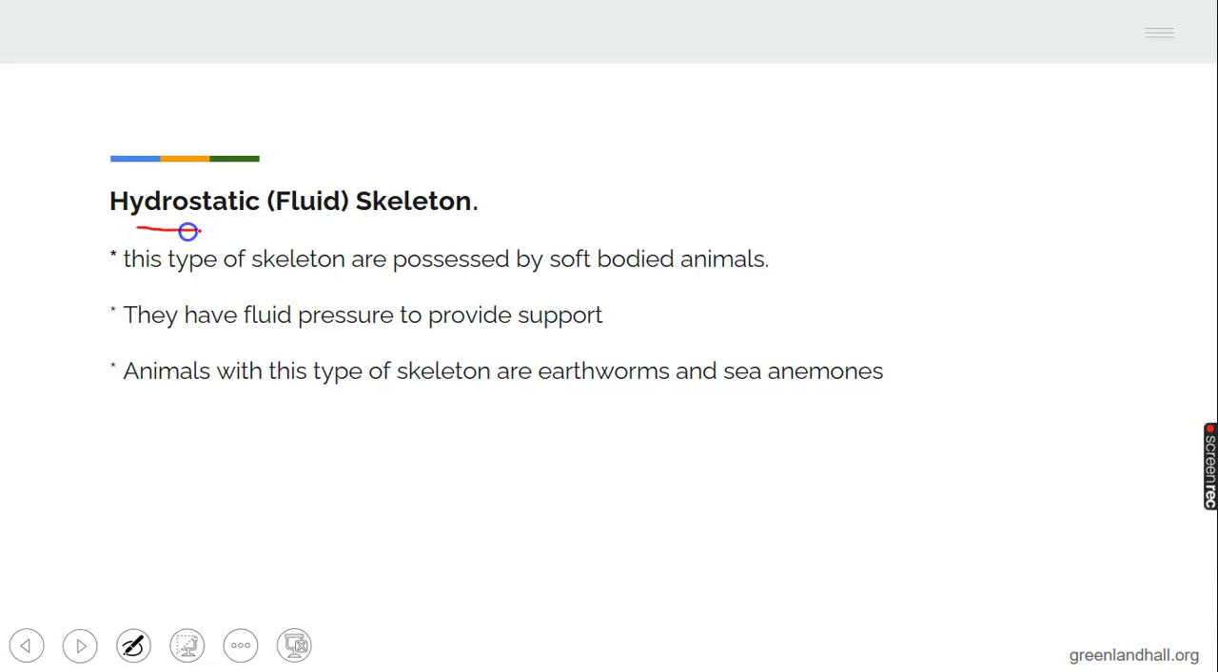Hydrostatic skeleton or fluid skeleton. This type of skeleton is possessed by soft-bodied animals. This soft-bodied animal uses the pressure provided by the water in the body of that organism for movement. Hydro means water. They are present in soft-bodied animals, like our earthworm. They have foot pressure to provide support. That is what gives them support.